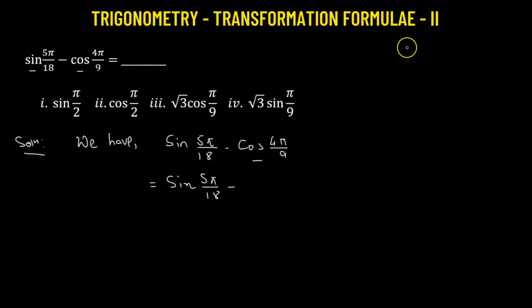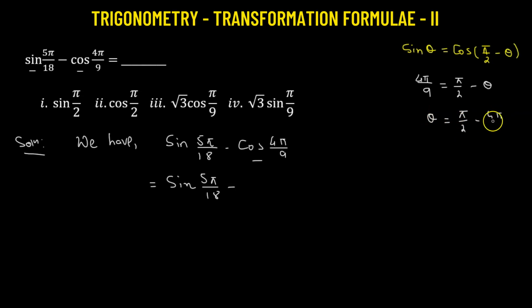Here we can use the fact that sine of theta equals cosine of pi over 2 minus theta. So if we have cosine of pi over 2 minus theta, that is equivalent to sine theta. Now in our case, we have cosine of 4 pi over 9. So let's do one thing. We are going to equate 4 pi over 9 to pi over 2 minus theta. So that means theta is going to be equal to pi over 2 minus 4 pi over 9.